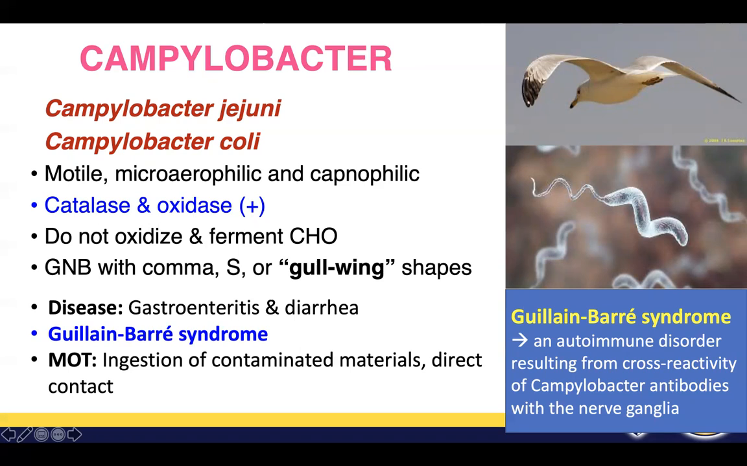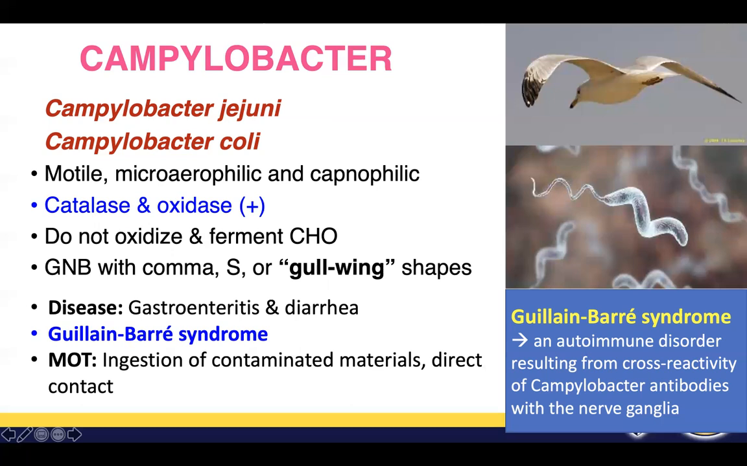Okay, so there are 19 species of Campylobacter, but the most clinically significant is jejuni, which is the agent of most human infections, followed by Campylobacter coli, which causes about 5 to 10% of infections in humans. Okay, so again, they are both microaerophilic, capnophilic, catalase and oxidase positive.